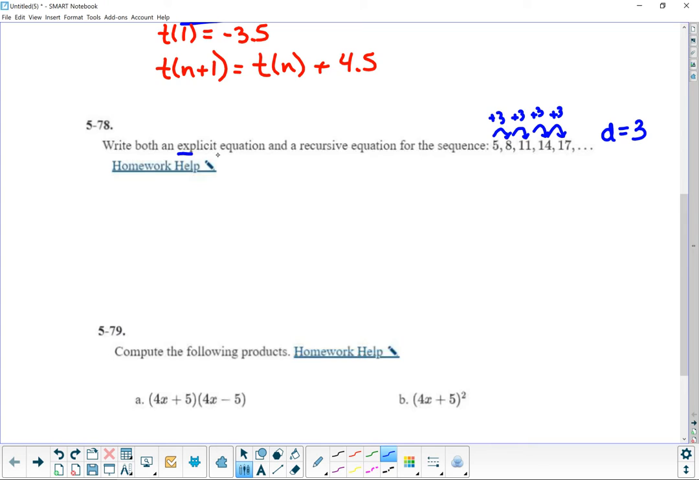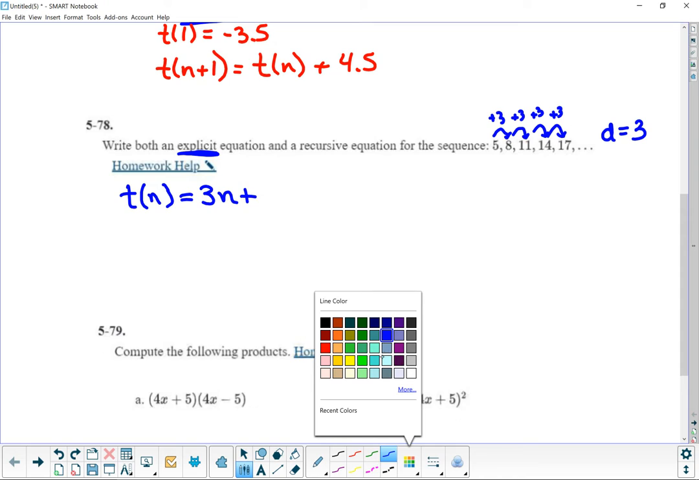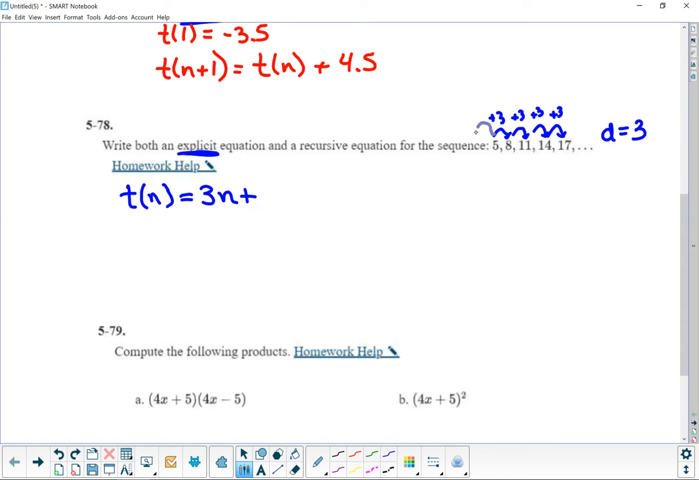Okay, so let's write an explicit. Explicit is t of n equals, and then the d, so it'll be 3n plus whatever the 0th term is. If I'm adding 3 to get, and 5 is my first number, I need to go backwards. So I'll use light blue. If I go backwards, to get my 0th term, I'll be subtracting 3.